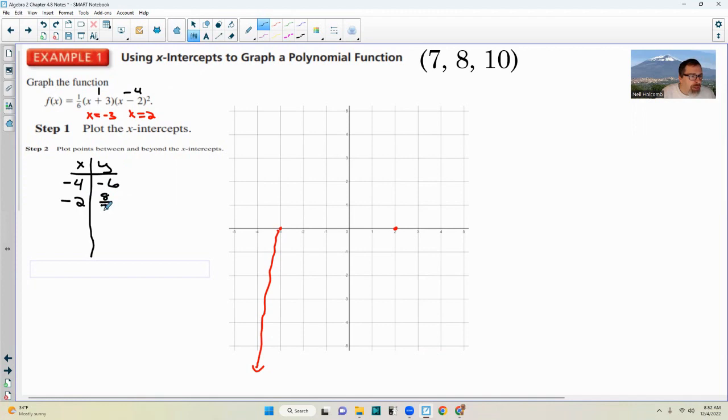6 is 8/3, which is 2 2/3. So if I go to -2, I'm going up 2 2/3. So my point is -2, 2 2/3, approximately here. So there's 2 2/3. Okay, so now I know this function is continuing up to this point.